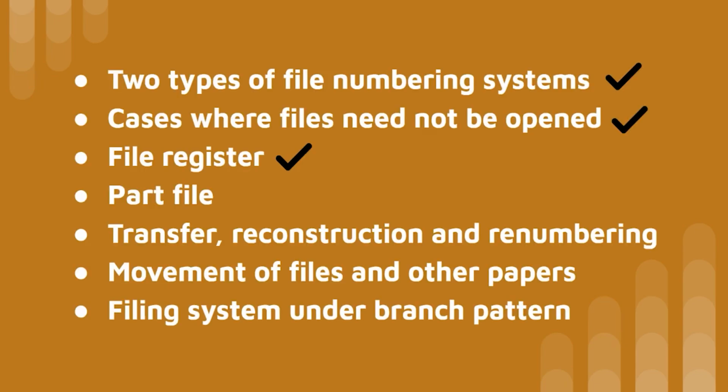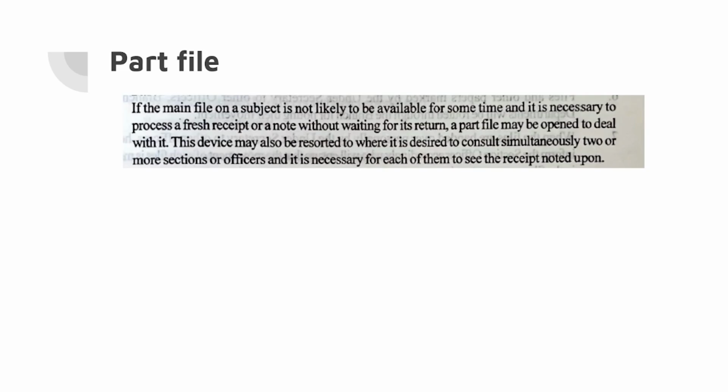We now move on to part file. If the main file on a subject is not likely to be available for some time and it is necessary to process a fresh receipt or a note without waiting for its return, a part file may be opened to deal with it. This device may also be resorted to where it is desired to consult simultaneously two or more sections or officers, and it is necessary for each of them to see the receipt noted upon.